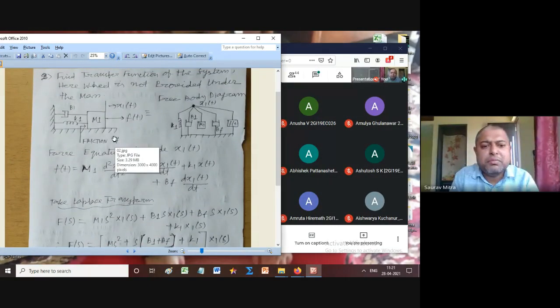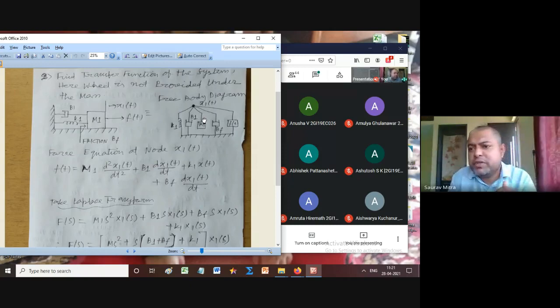So what is the new element now? BF. BF is a friction coefficient which has come. So for the same numerical you have to draw the free body diagram. This is the way you have to answer all the questions. First draw the diagram, then draw the free body diagram. This is the second part.